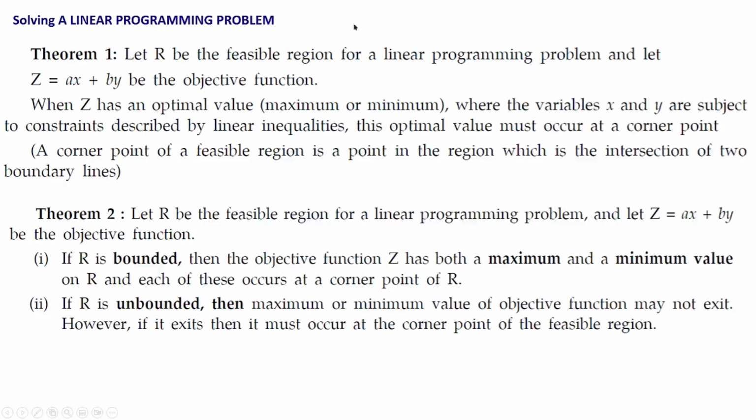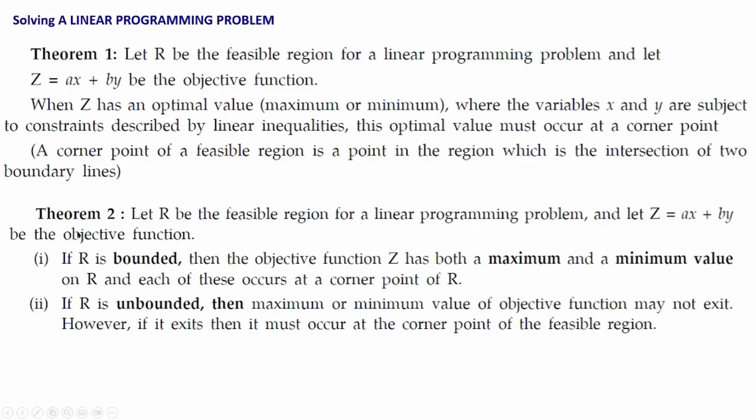It is based on this theorem that we find the value of Z at each of the corner points and we choose that particular point that will optimize Z. So if we want to have the maximum value, then we take that corner point as the optimal solution, or if our objective function is to minimize Z, then we take the decision variables accordingly.